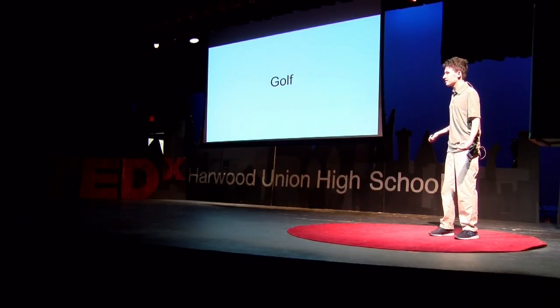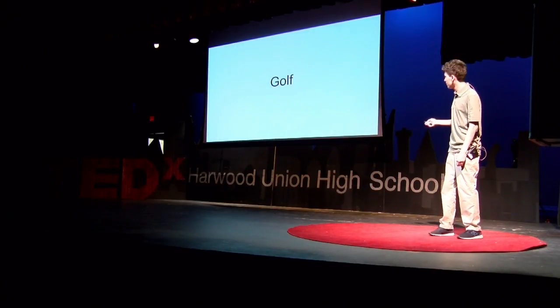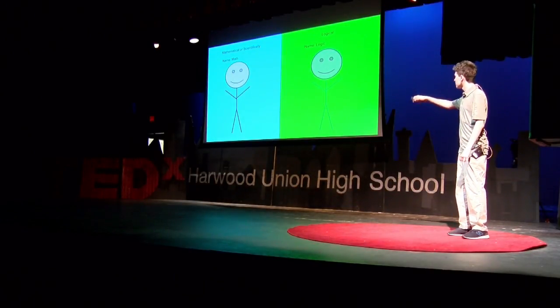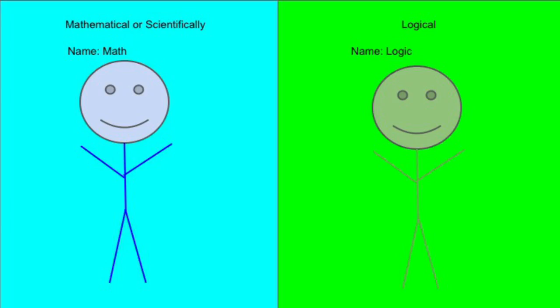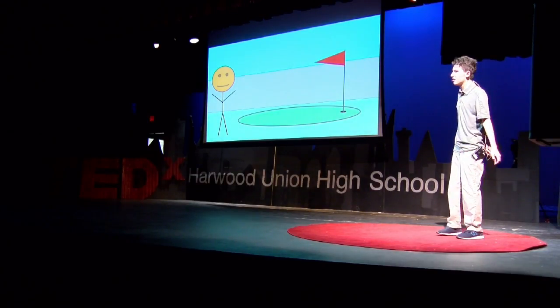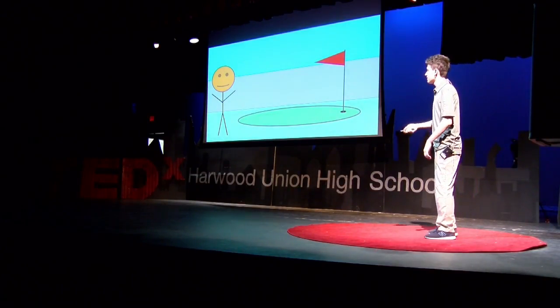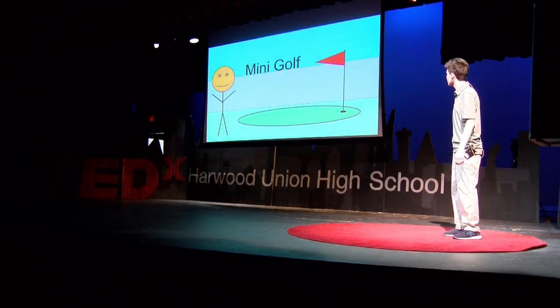Now, the second reason is golf. Now, I created 2 people. The one in blue is math. He trusts more mathematically and scientifically. And the other one, they trust logic. They trust their gut. They trust their brain. So they both work at a mini golf place. Can't think of a name, so I'm just going to call it mini golf.